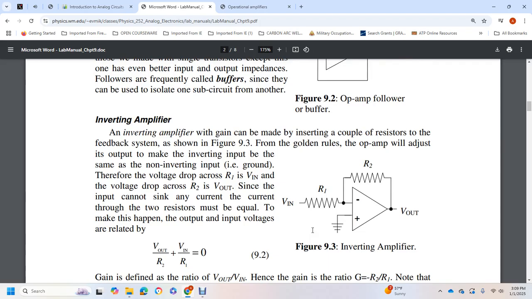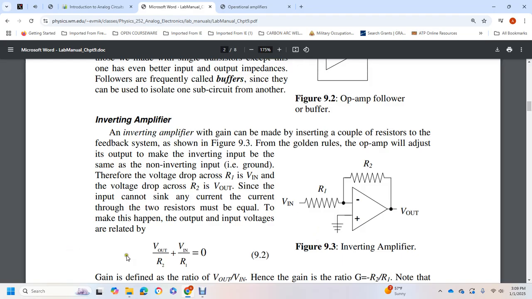Inverting amplifier: for gain, we can make an inverting amplifier with a couple of resistors in a feedback system, shown in Figure 9-3. By the golden rules, the inverting input is at the same voltage as the non-inverting input, which is ground. Therefore the voltage drop across resistor 1 is the input voltage, and the voltage drop across resistor 2 is the output voltage. Since the input cannot sink any current, the current through the two resistors must be equal. To make this happen, the output and input voltage are related.